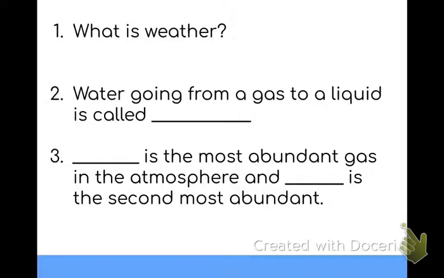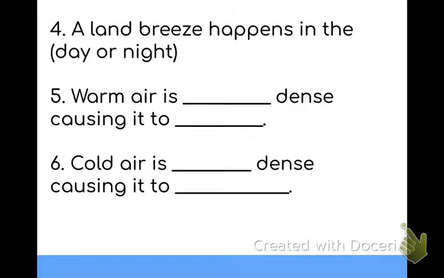Number 4, a land breeze happens in the, and you choose one answer. Wait, my screen hasn't caught up. Okay, now we should be good to go. So number 4, a land breeze happens in the, and then you pick one word. So does it happen in the day or the night? Choose one. Number 5, again, 2 blanks. So just write the one word, comma, and then the second word. Warm air is blank dense, causing it to blank.